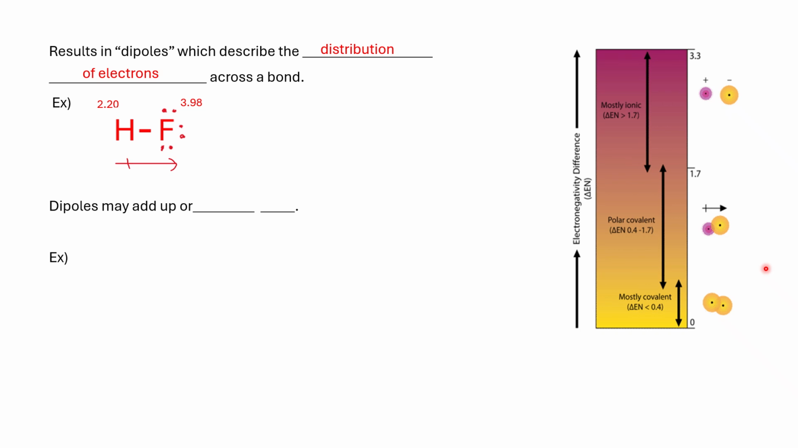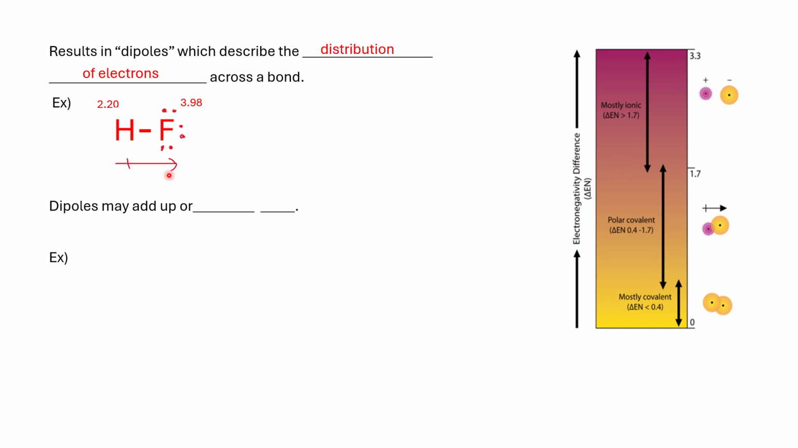And so it allows me to draw an arrow parallel to the bond. Doesn't matter whether I draw it above or below. I drew it below, but it's parallel to the bond, and it's pointing in the direction of greater electronegativity. That's the direction the electrons are going to be pulled in that bond.